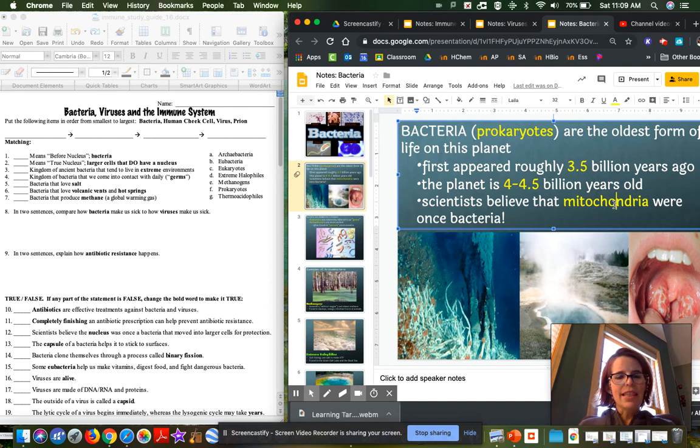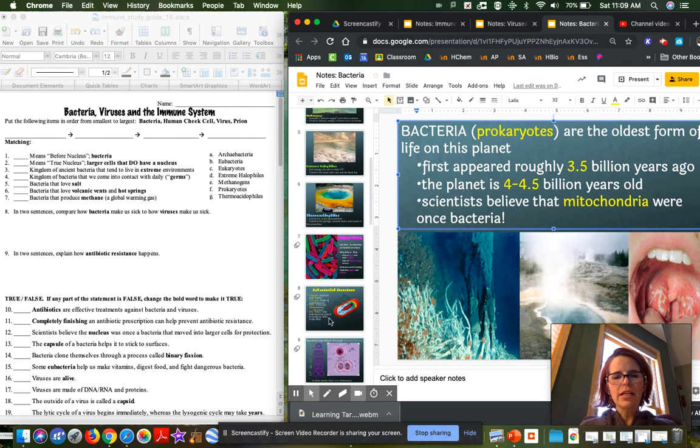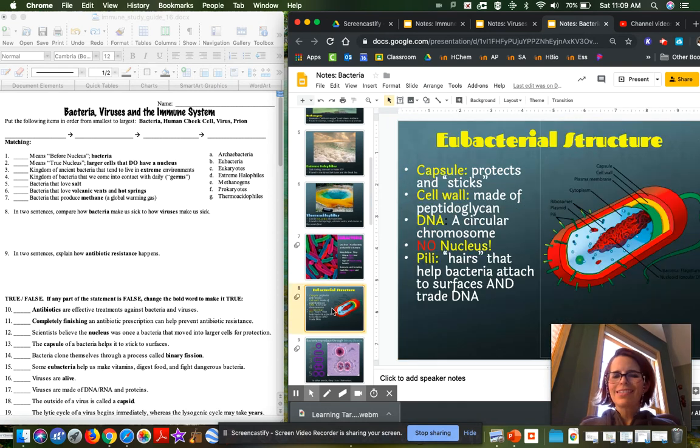Number 13, the capsule of a bacteria helps it stick to surfaces. That is absolutely correct. And it's part of the reason that we use soap. Soap makes our hands slippery so that the bacteria just slides off our hands.